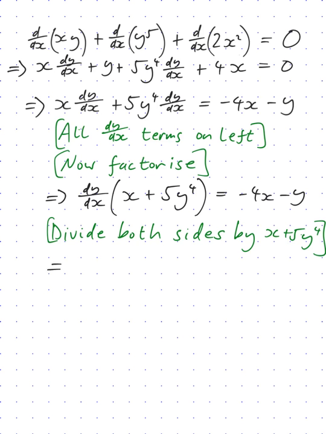And finally, we divide both sides by that factor, x plus 5y to the power of 4, to get dy/dx equals minus 4x minus y divided by x plus 5y to the power of 4. And that's our answer.